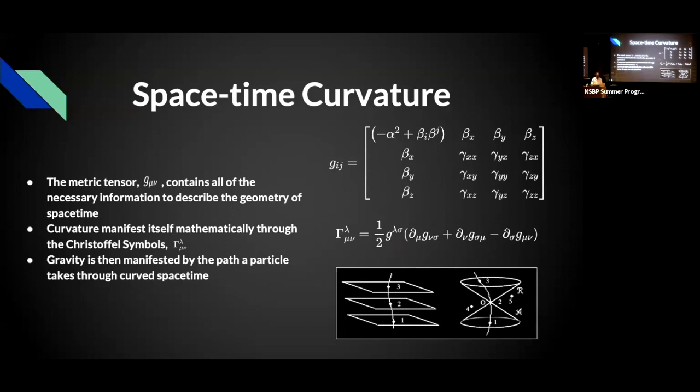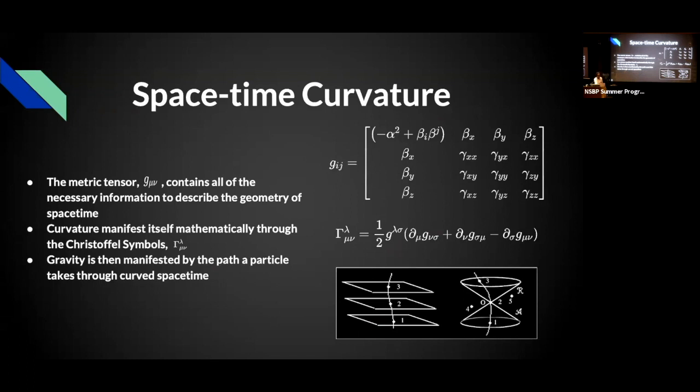More importantly, the space-time metric contains all of the necessary information to describe some region of space-time. In the image on the bottom right side of the screen, I have three spatial planes stacked on top of each other. These planes are called hyperplanes, and every single one of them, planes 1, 2, and 3, is going to have a different spatial metric. You can connect these spatial metrics mathematically through the Christoffel symbol, which is this expression right here.